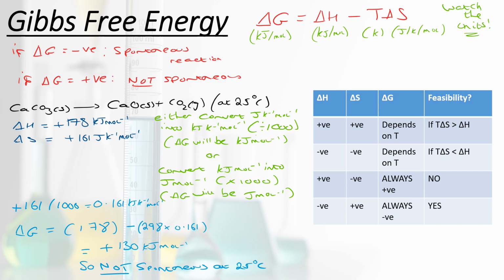I then simply put these numbers in, so I put my delta H value in, my temperature and my delta S value in, and I do the calculation and I find that I get my delta G to be plus 130 kilojoules per mole. And what this means, if it's positive, remember, is that it's not spontaneous. This reaction would not happen spontaneously, it would not happen without us having to put any energy in ourselves at 25 degrees Celsius.